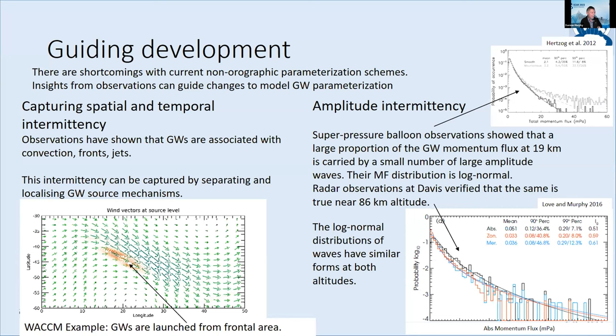That's illustrated on the bottom left panel, where the orange section shows that there's a front present, and in WACCM, which is where this comes from, where this change has already been made, the frontal gravity waves are only launched from that area. There is also amplitude intermittency that needs to be considered. Superpressure balloon observations taken in particular around Antarctica showed that a large proportion of the gravity wave momentum flux at 19 kilometres is carried by a small number of large amplitude waves. And it turns out that the momentum flux distribution of those waves is log normal.